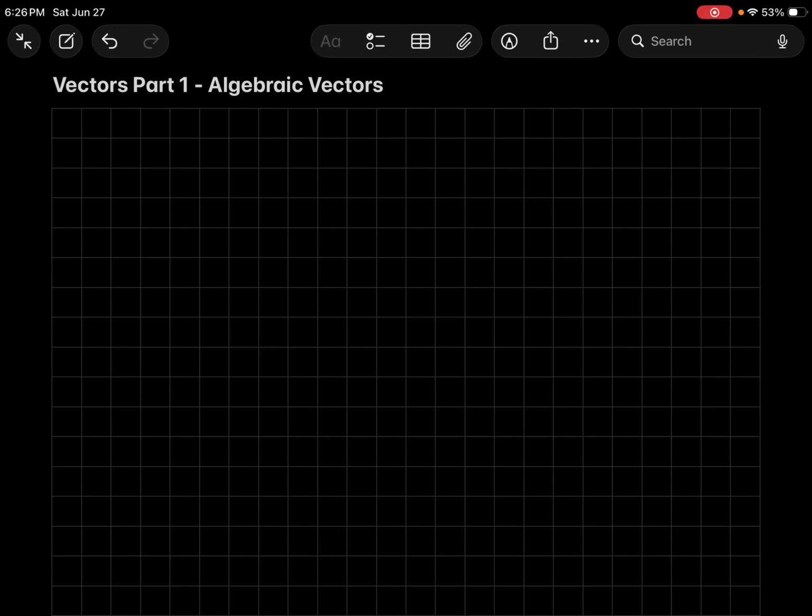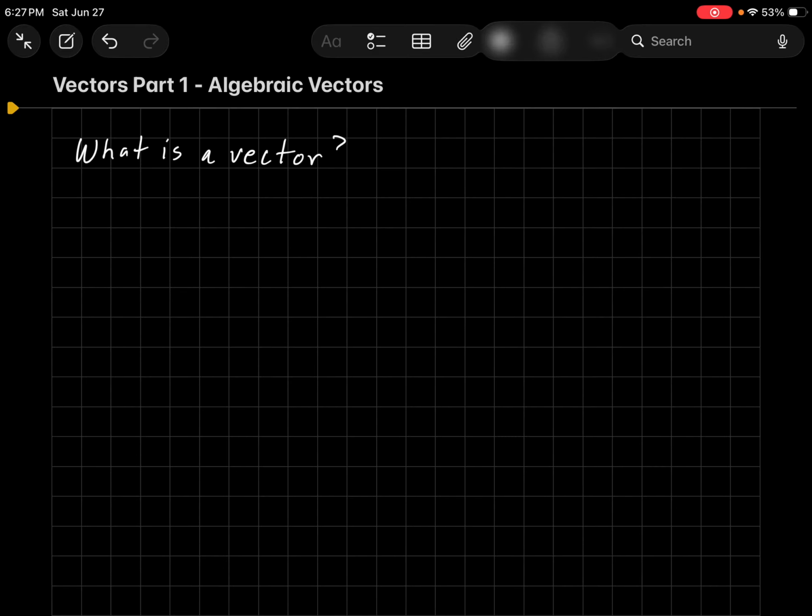Vectors, Part 1, Algebraic Vectors. What is a vector? Now, if you have studied vectors before, it very well is in the context of physics.